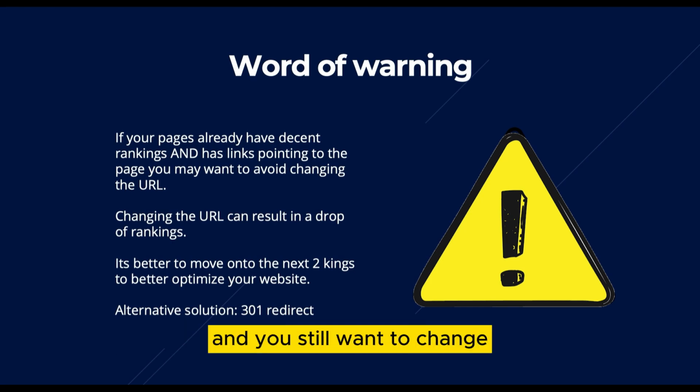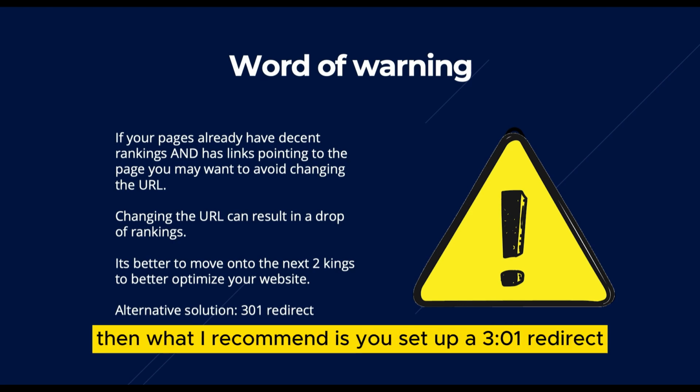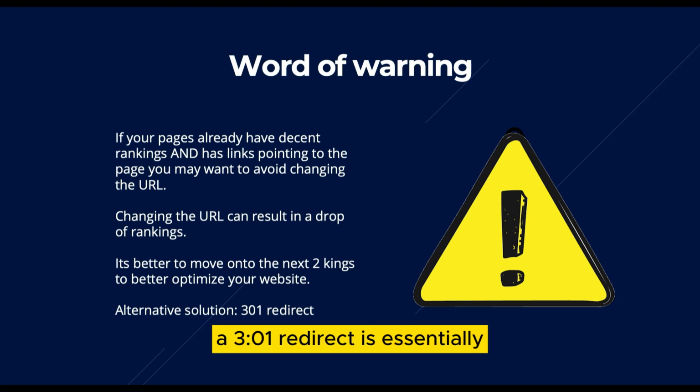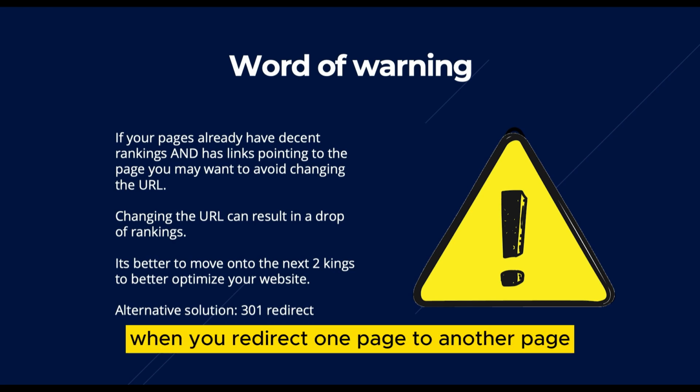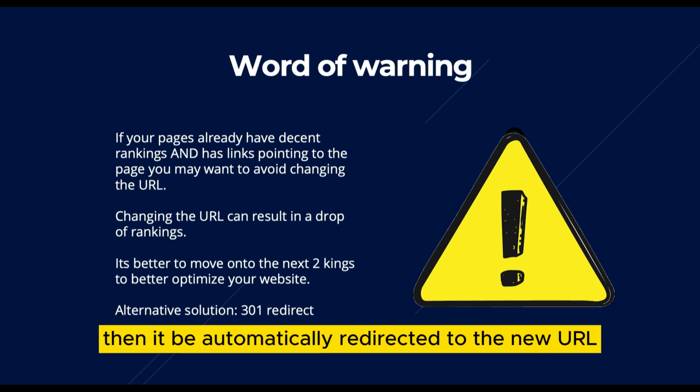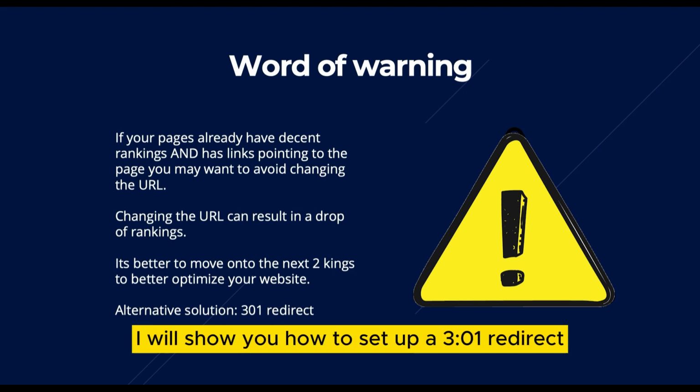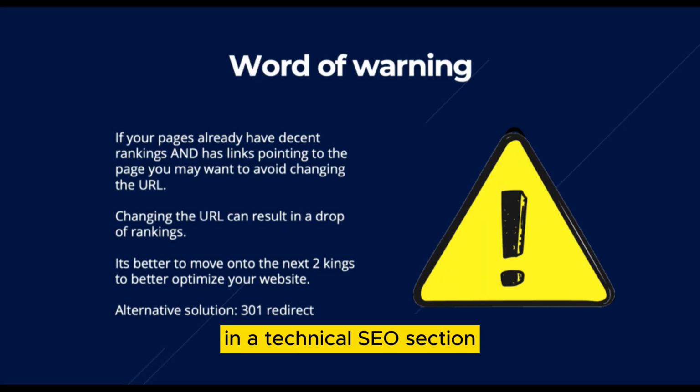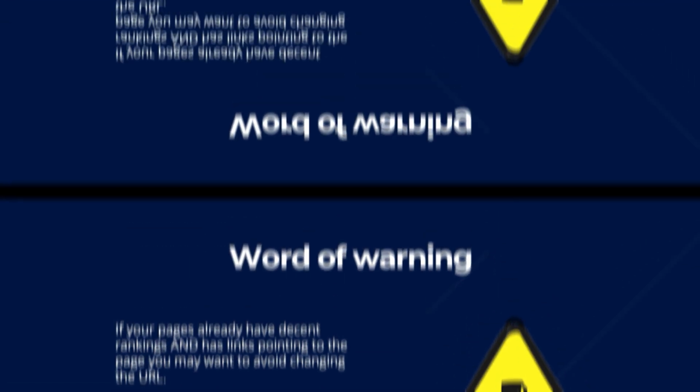If you insist and you still want to change a URL to include the keywords, then what I recommend is you set up a 301 redirect. A 301 redirect is essentially when you redirect one page to another page. Meaning if you had a link to that old page, then it would be automatically redirected to the new URL. I'll show you how to set up a 301 redirect later on in the course in the technical SEO section.